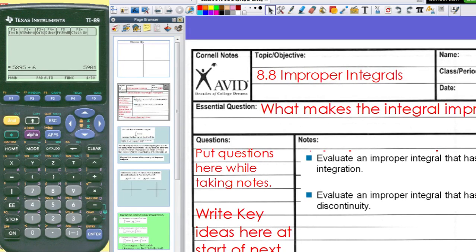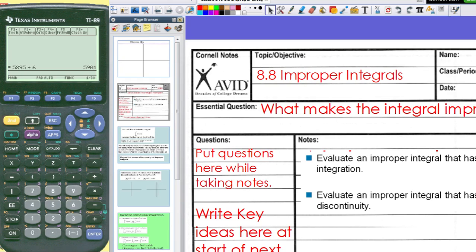So I want to evaluate this function right here: the integral from 1 to infinity of dx over x. So that's 1 over x dx. The first step is I rewrite this as the limit as b approaches infinity of the integral from 1 to b of dx over x. Let's integrate that first. The integral of 1 over x is the natural log of x from 1 to b. So that's going to equal the natural log of b minus the natural log of 1. And the natural log of 1 is 0, so it's just the natural log of b.